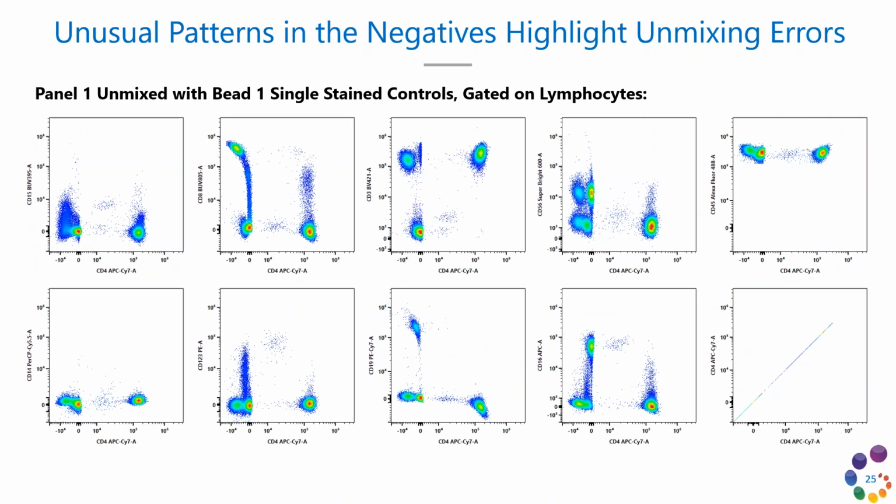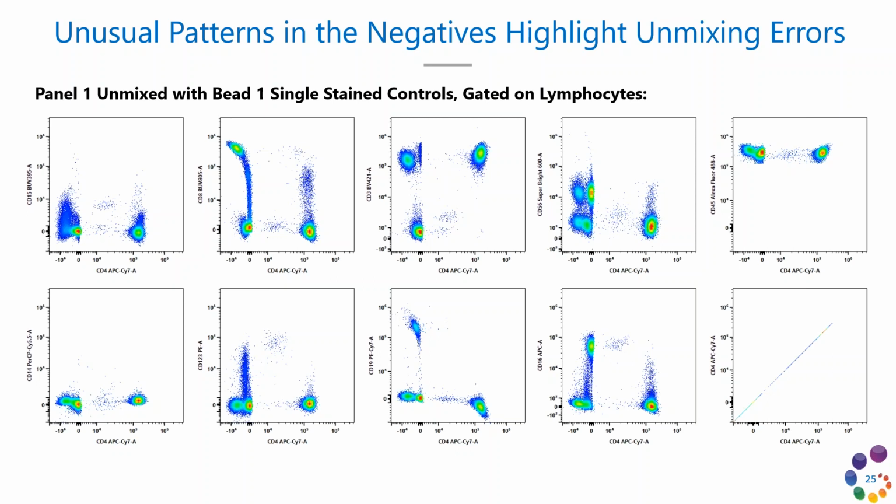Another thing to pay attention to when you're unmixing your data is to look at what's going on in the negatives, as strange patterns here can highlight unmixing errors in your data. So what I'm showing here, again from panel 1, we've unmixed the data and we've only used single stained controls made from that first bead, that first antibody capture bead.